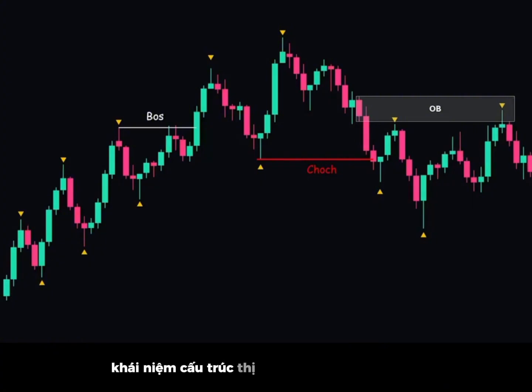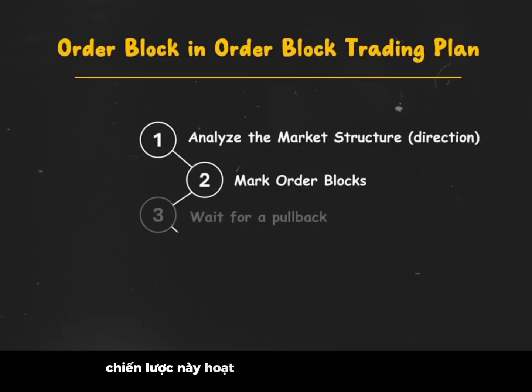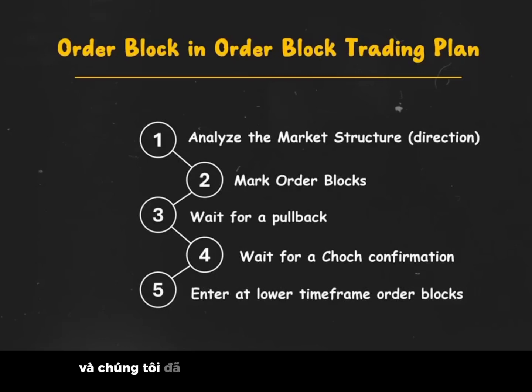The concept of market structure goes further than this, but this provides a simple explanation of how order blocks form and how to use them. Now that we have explained order blocks and market structure, it's time to move on to the trading strategy. This strategy works with 2 time frames, and we've simplified it into 5 clear steps.